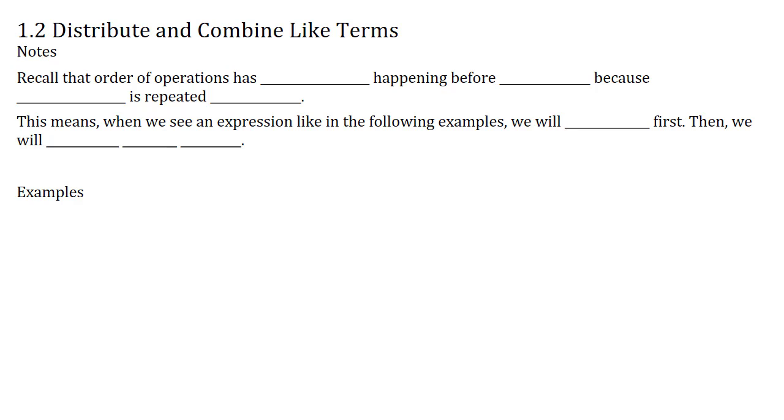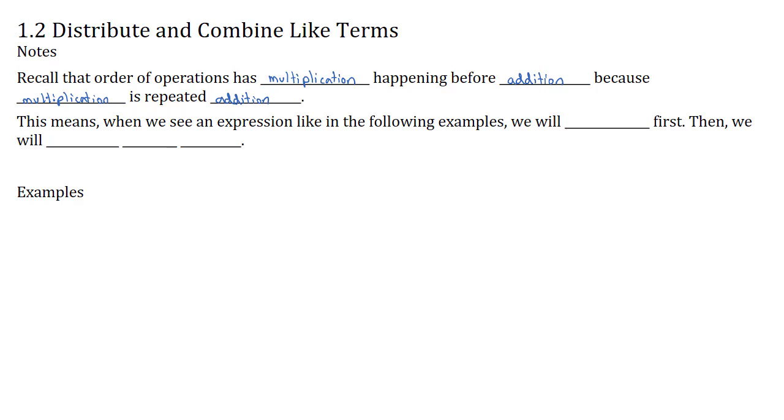Often in algebra, when we're simplifying, we have to do the strategy known as distributing and combining like terms. The idea is all based in order of operations, which has multiplication happening before addition, because that multiplication is really just repeated addition.